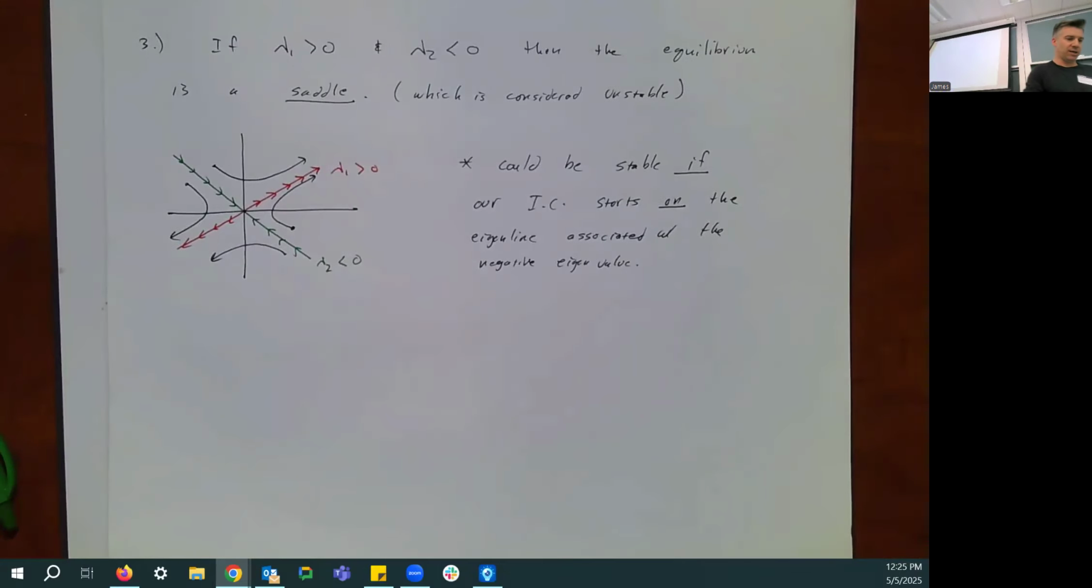So let's look at some examples, because while it's fine to talk about what's generically happening, it's better to see some examples. So let's see here.